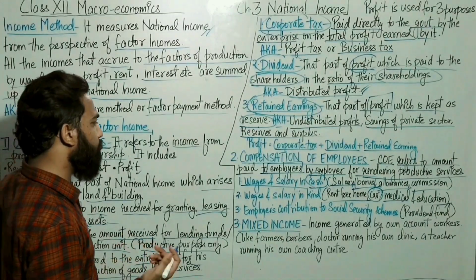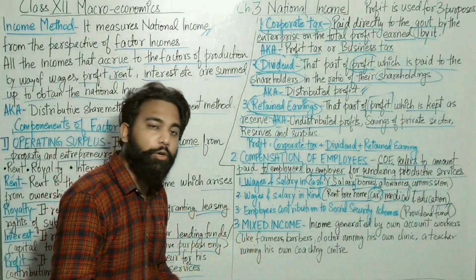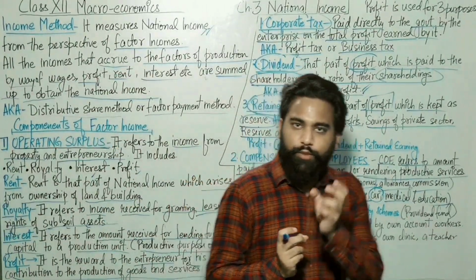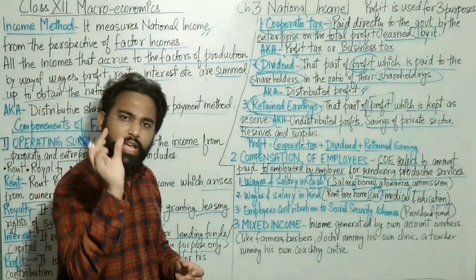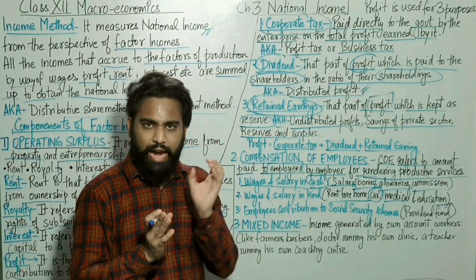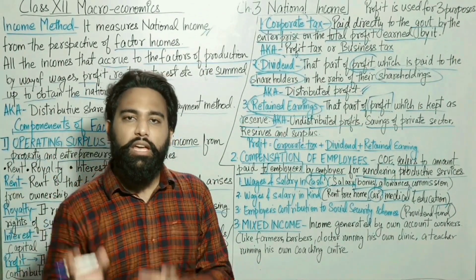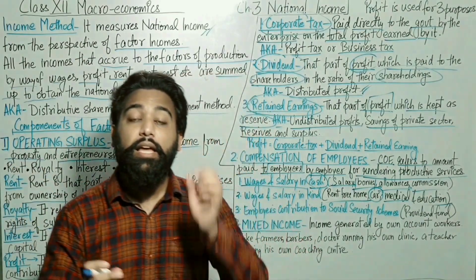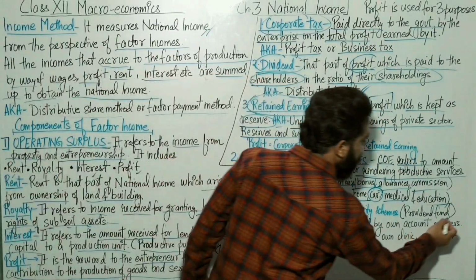Is that clear? Now, the third one is employer's contribution to social security schemes. It means some portion of your salary is saved by the employer, and the employer adds some amount into that saved portion and keeps it with himself. When the employee leaves the business, he receives that income plus the additional income added by the employer. That income is known as provident fund.